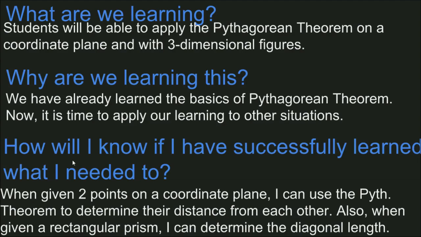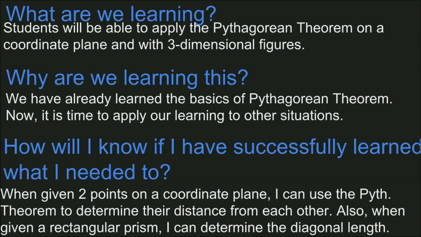Let's take a look at what we're going to learn today at your edition of CMA Math Academy. So, what are we learning, why are we learning, and how will we know if we have successfully learned it? When you leave today, you will be able to apply the Pythagorean Theorem on a couple different things: one on a coordinate plane, so a graph, and then also with three-dimensional figures, 3D shapes.